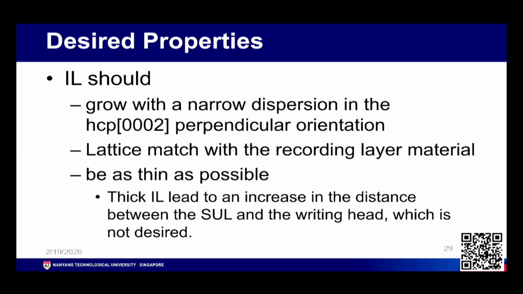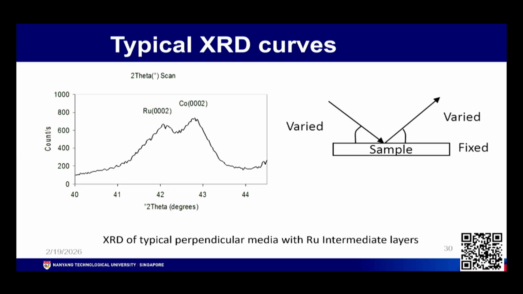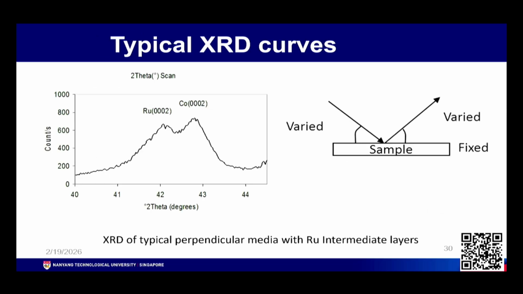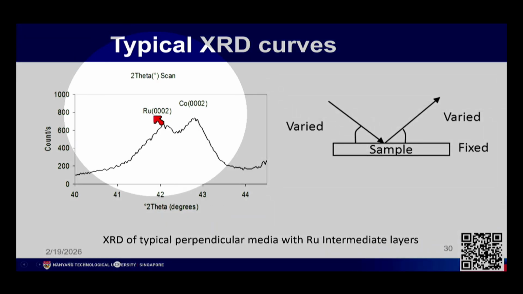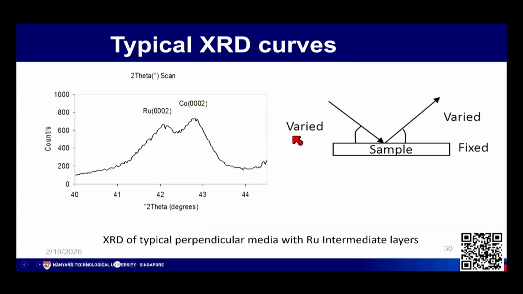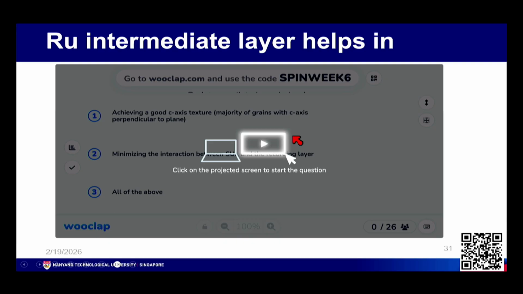Okay, so, another reason I told you is... you can check this property by doing XRD. If you grow ruthenium and you grow cobalt on top, you will see ruthenium 002 peaks, cobalt 002 peaks. So, by doing XRD, you can understand this ruthenium growth. Okay, so, let us do some questions again. And the second reason I already told before, right? You have a soft layer, hard layer, you want to decouple the two layers.